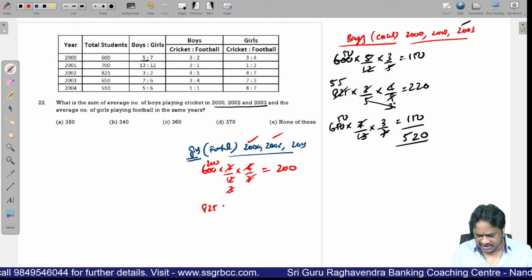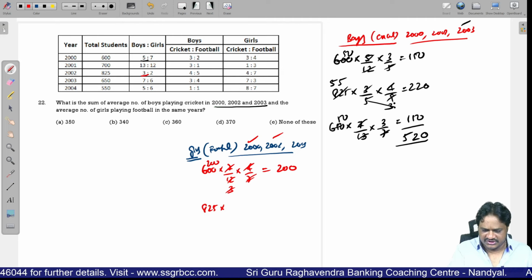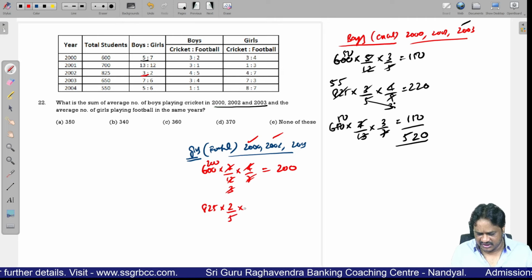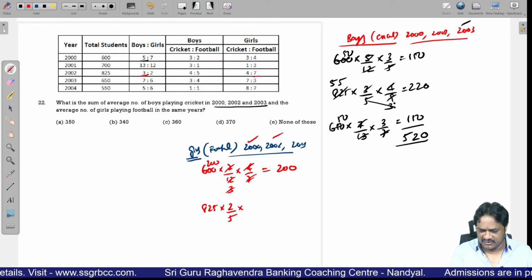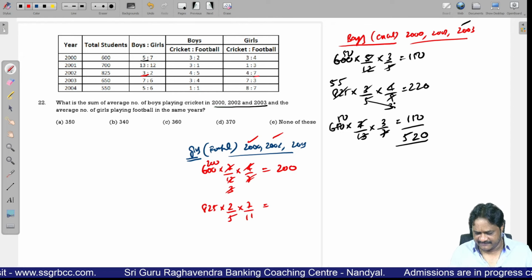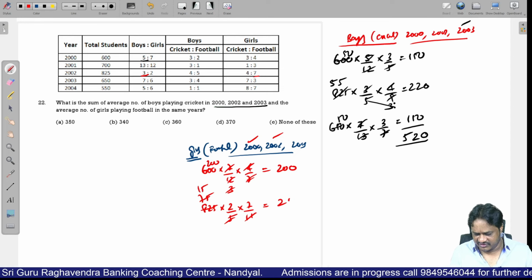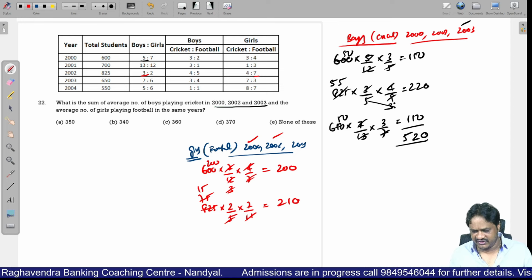2002 total strength is 825. Boys are 3 parts, girls will be 2 parts. In this football playing girls 7 by 11. 11 sevens, 11 fives, 5 ones, 5 15. 15 into 2 is 30, 30 into 7 is 210.